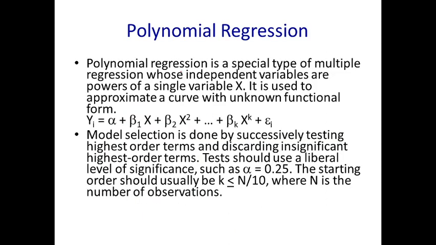Before that, let us see some more theoretical aspects of polynomial regression. Polynomial regression is a special type of multiple regression whose independent variables are powers of a single variable. y_i is equal to beta naught plus beta 1 x plus beta 2 x square plus ... plus beta k x raised to k, plus the error term epsilon_i. Model selection is done by successively testing the higher order terms and discarding the insignificant highest order terms. The test should be done using the t-test, which is not mentioned in the syllabus.